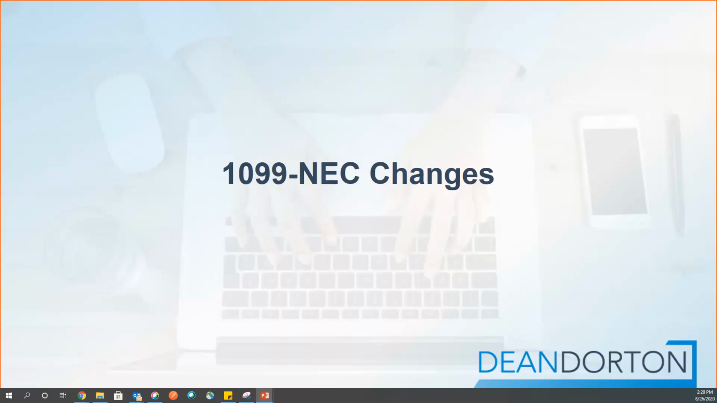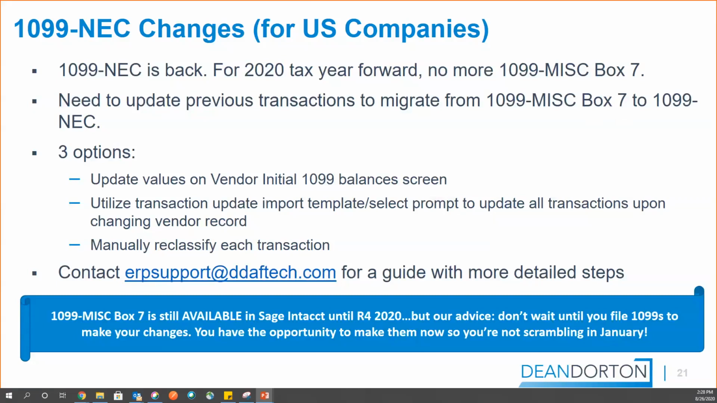The good news is, Intacct is ready for this 1099 NEC change, and we're ready early. So you will have to migrate your data from 1099 Miscellaneous Box 7 to Form 1099 NEC. We do not recommend that you wait until January 2021 to do this. You have the ability to do it now.